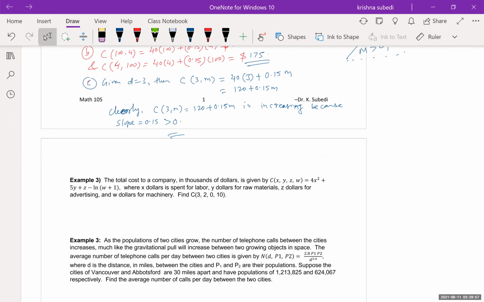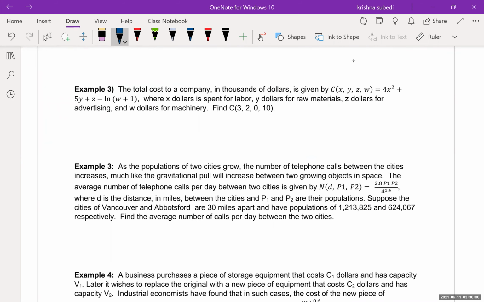Let's try example 3 just for fun. The total cost to a company in thousands of dollars, pay attention to the unit, is given by C(x, y, z, w), a function of 4 variables, which is given by 4x squared plus 5y plus z minus ln(w + 1), where x represents the dollars spent on labor, y the dollars spent on raw materials, z on advertising, and w on machinery.